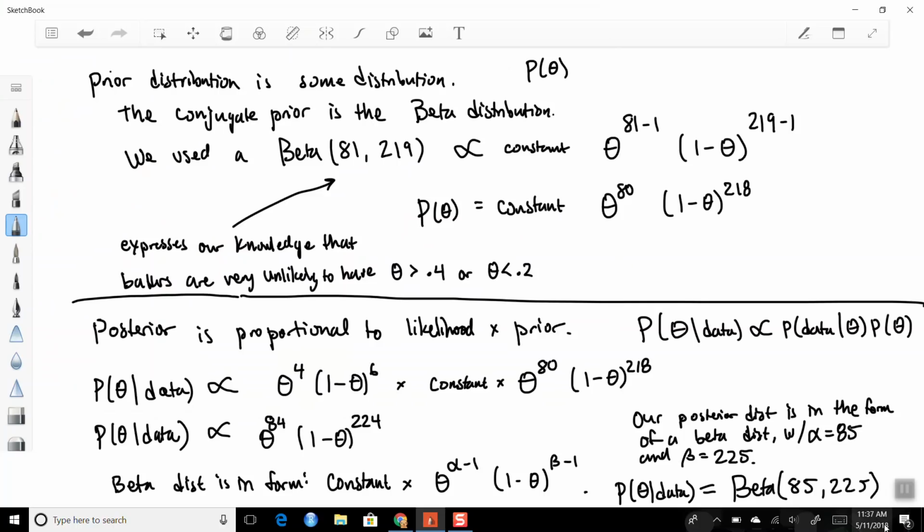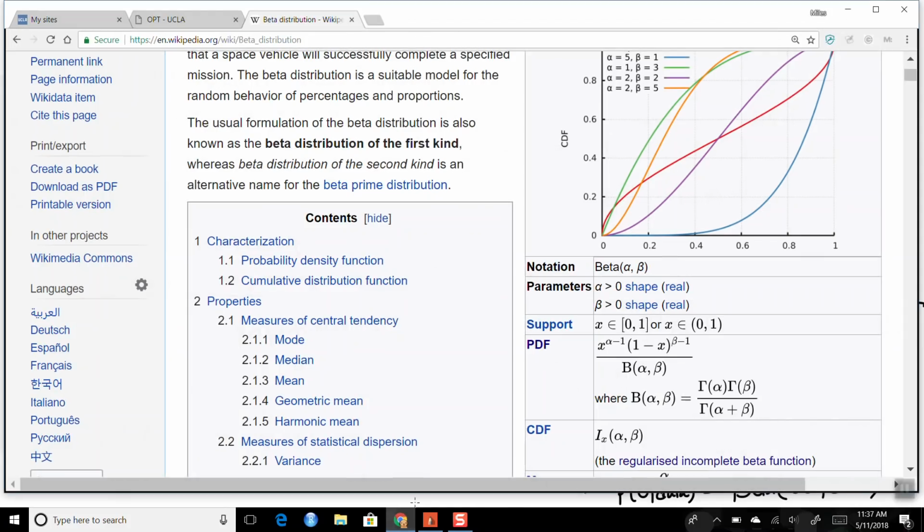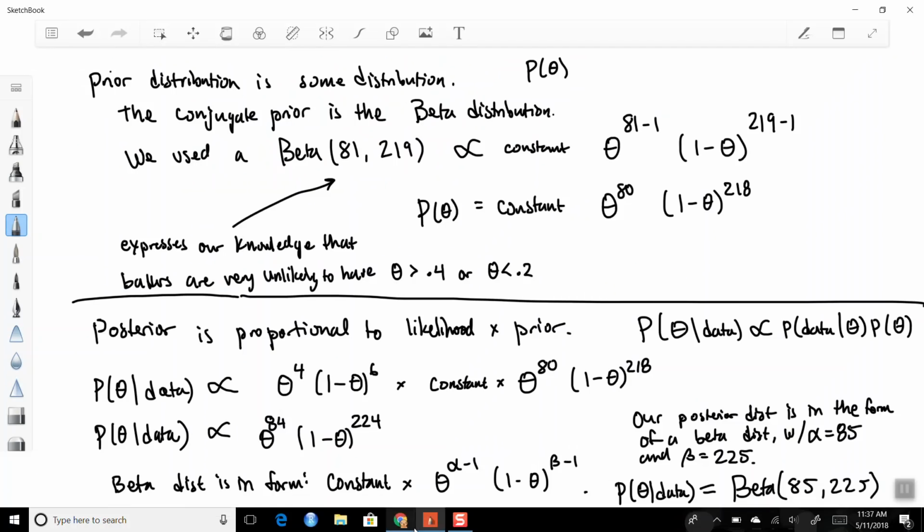This constant in the beginning of the equation of the beta distribution: it's x to the alpha minus 1 and 1 minus x to the beta minus 1, divided by some constant. The only purpose this thing serves is so that it integrates to 1. We don't have to worry about it. It's taken care of for us when we say it's a beta distribution with 85, 225.